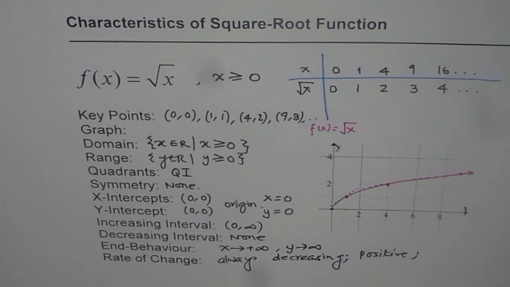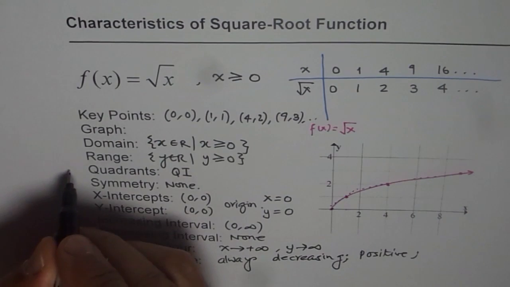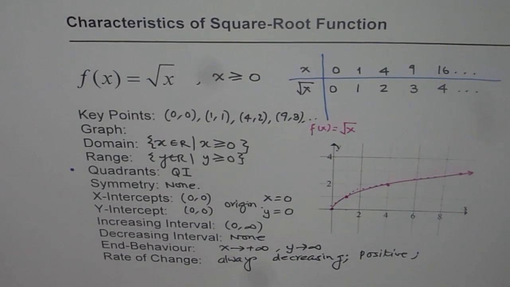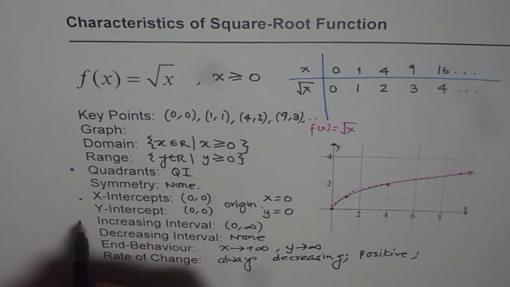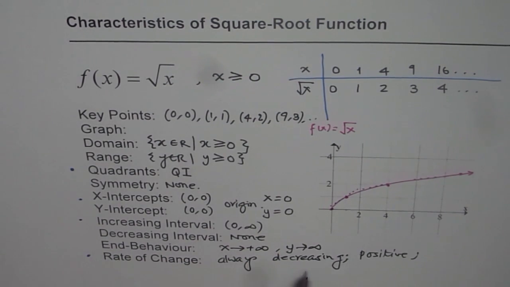Now let's identify the characteristics which make it very peculiar. One of the most important characteristics, which I feel, is that it is the most restricted function since it is only in quadrant 1. So this is a very unique characteristic amongst all the parent functions. Only square root x is in just one quadrant, right? So that's very interesting. And then, origin lies on the function, and we know it is a function which is always increasing, and the rate of change is always decreasing. That's kind of very peculiar for the given function, right?